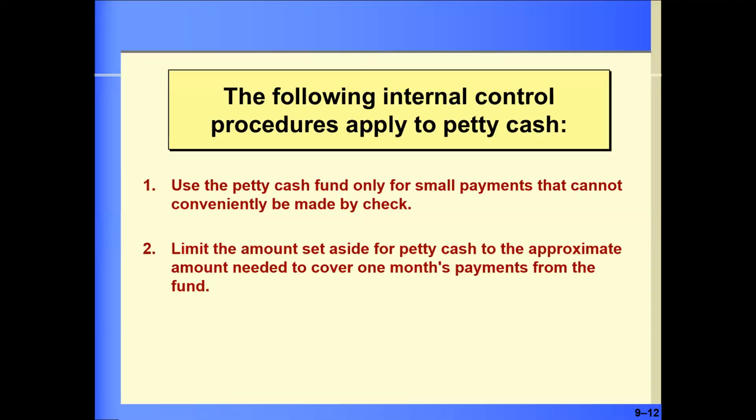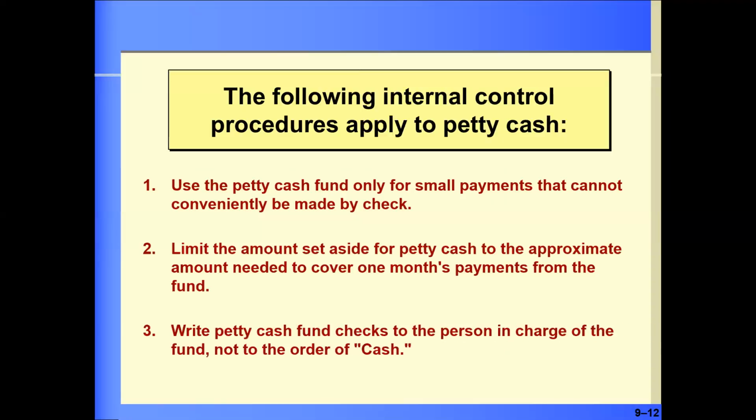because that will take away from the benefit of not having to write checks every time you turn around. Basically how it gets funded is you write a petty cash fund check to the person in charge of the fund, not payable to cash. You can make it payable to Paula White, petty cashier, or you can make it payable to petty cash, but you do not make it payable to cash.